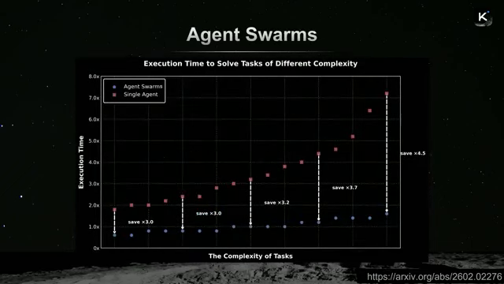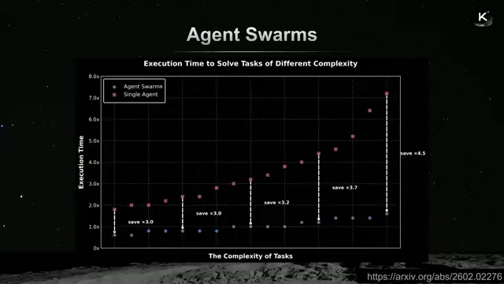And this is another perspective to look at this new paradigm. The x-axis is the complexity of the task, and the y-axis is the execution time. And the complexity of the task is measured by the accuracy of a group of models on such tasks. So you can see that with agent swarms, it's going to substantially reduce the execution time compared to single agents. It is going to be more effective.